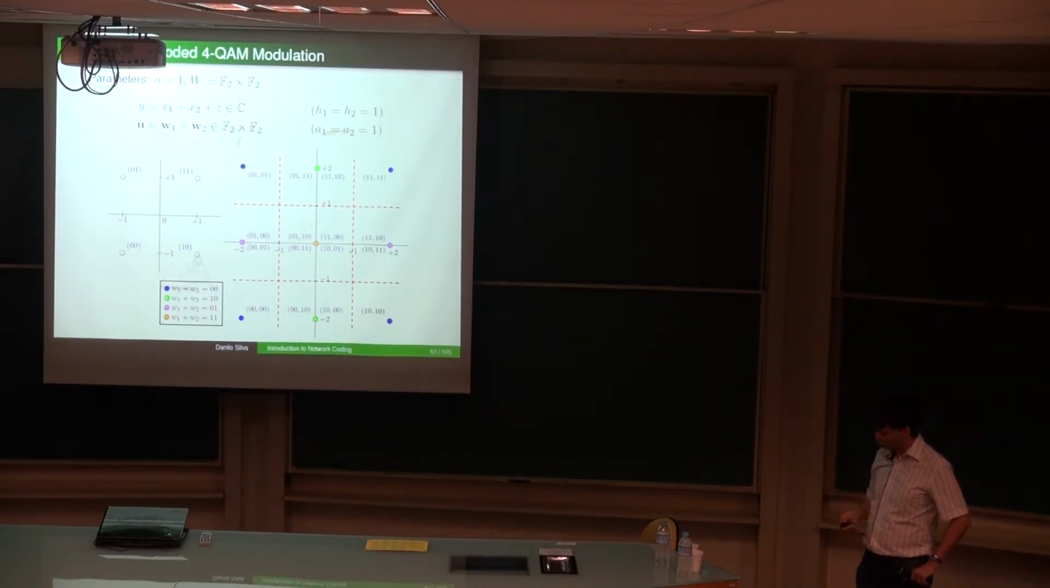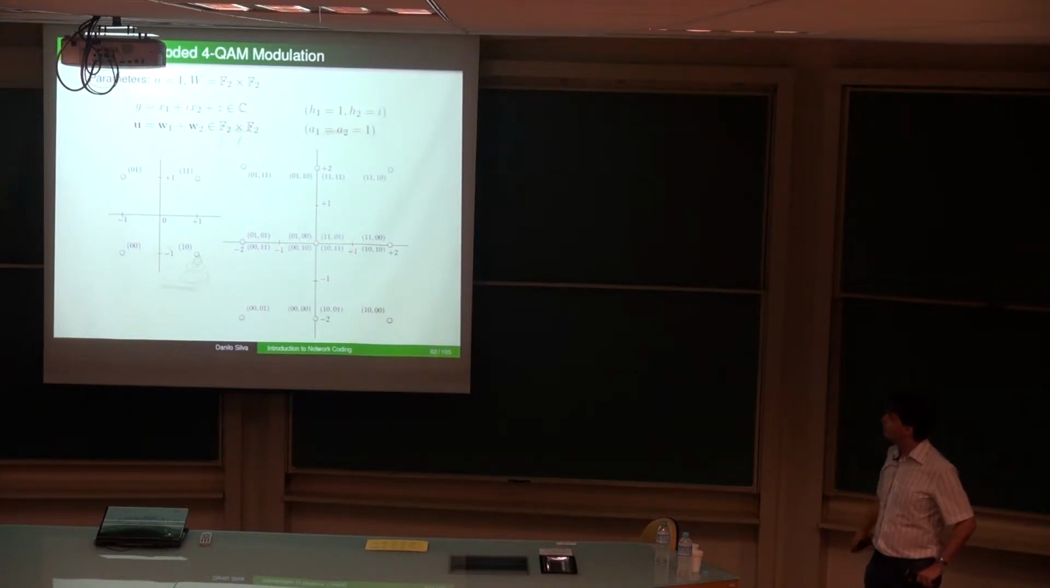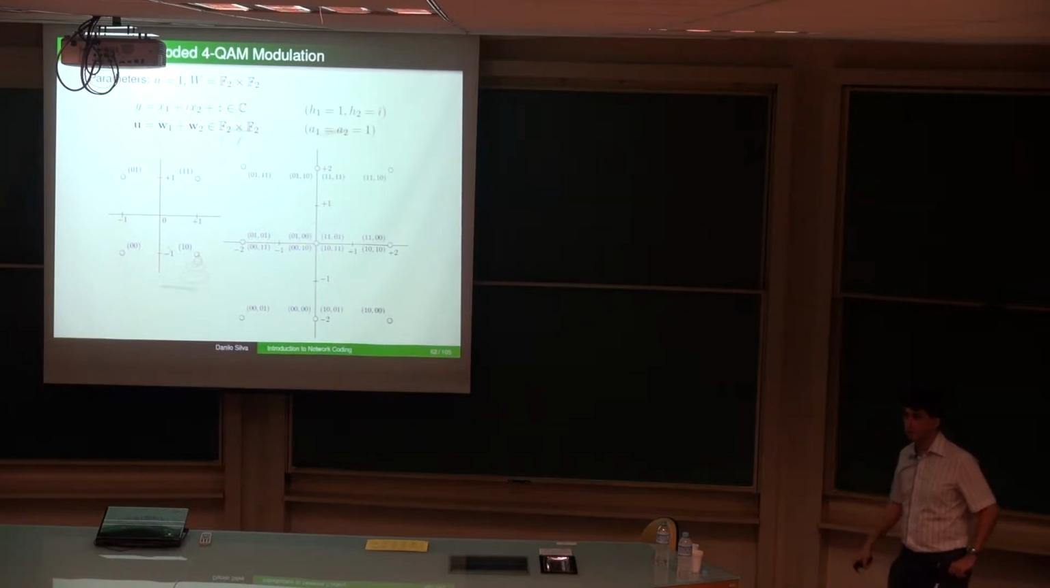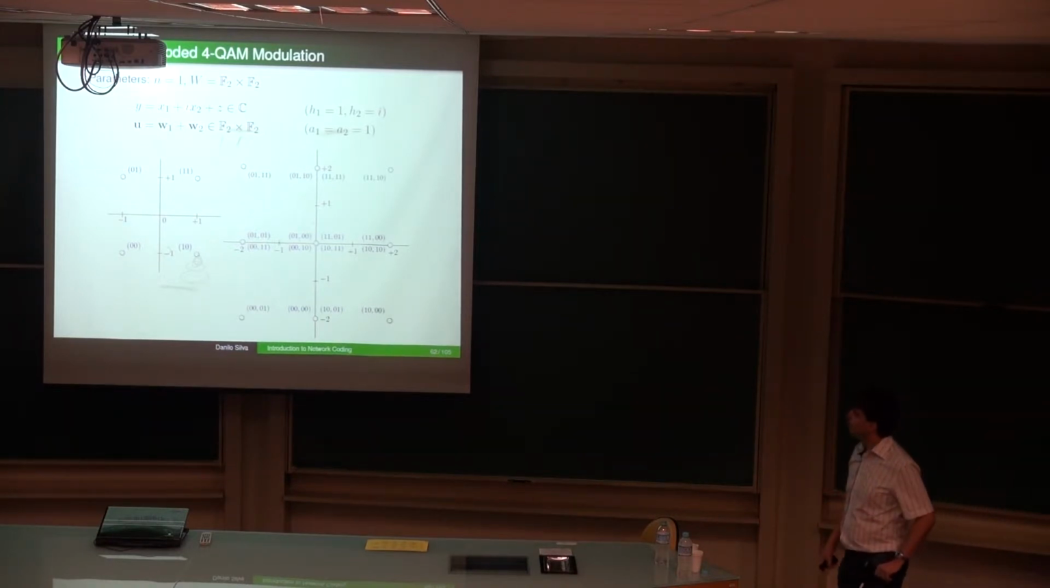This is a possible linear combination. But what if the channel now makes this rotation on the second transmitted symbol? So algebraically, it's a multiplication by i, the imaginary number. So if you still try to compute the same linear combination, then you get ambiguities that you cannot resolve.